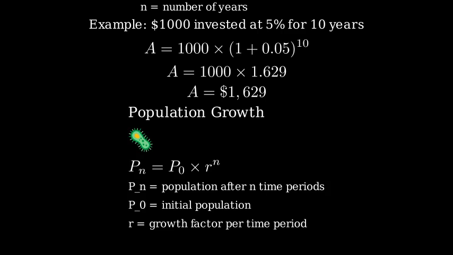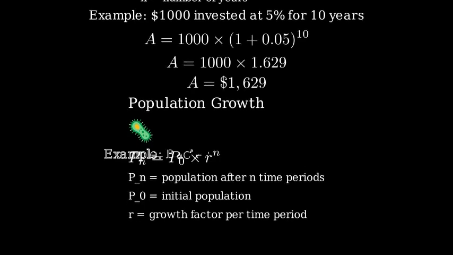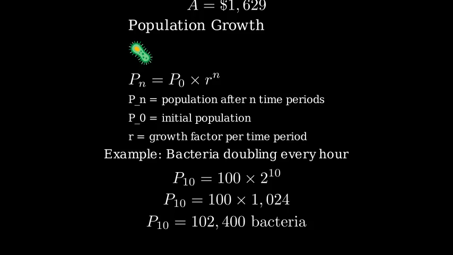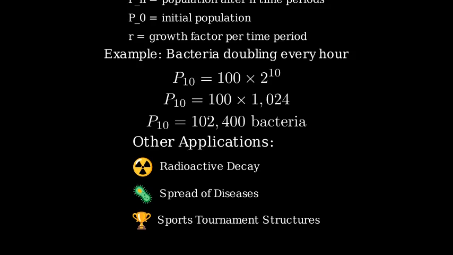Another application is population growth. If a population starts with P sub 0 individuals and grows by a factor of r each year, the population after n years is P sub n equals P sub 0 times r raised to the power of n. For instance, a bacterial colony that doubles every hour and starts with 100 bacteria would have 100 times 2 raised to the power of 10 equals 102,400 bacteria after 10 hours. Other applications include radioactive decay, spreading of diseases, and even the divisions in certain sports tournaments.